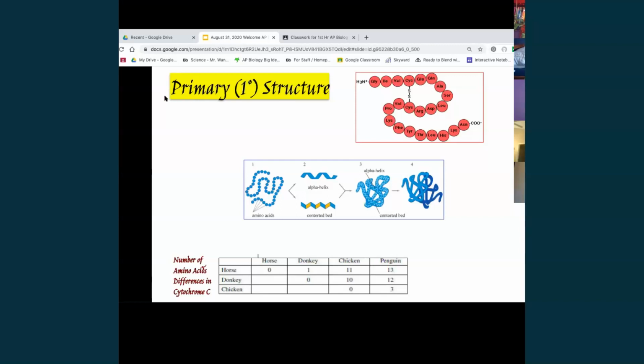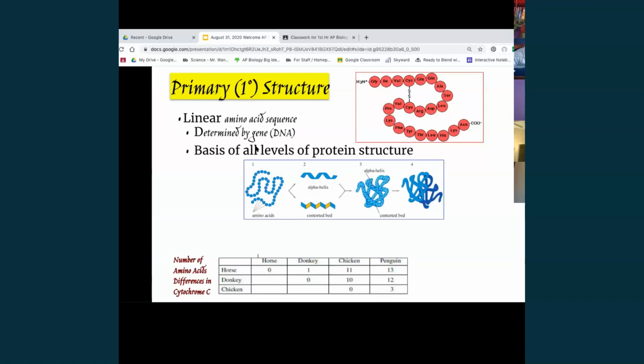It's turning the one into primary. Okay, so primary is just your amino acid chain. You can kind of think of it, it can have any shape, but it's really just the linear shape or the linear sequence. And that's determined by the DNA, by the genes in the DNA.